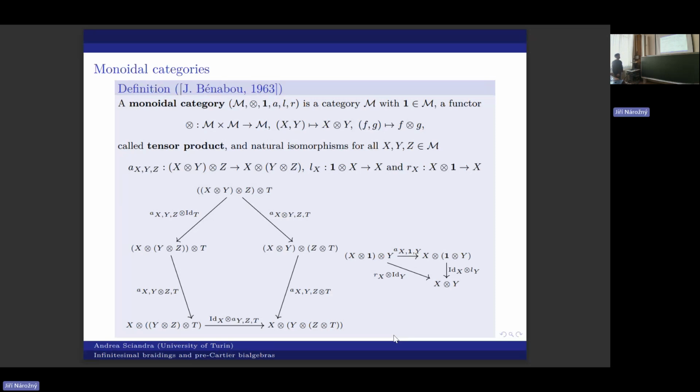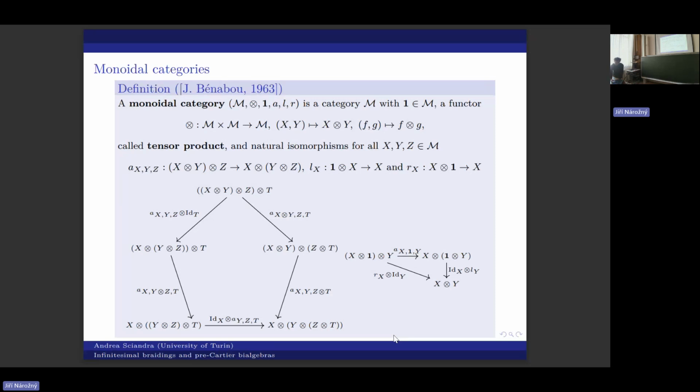And we also have some natural isomorphisms. The first one is A, the associativity constraint, which tells you that the tensor product of X tensor Y and Z is isomorphic to X tensor the product of Y tensor Z. And the other two are the left and right unit constraints, which tell you that X is isomorphic to the unit object tensor X and X tensor the unit object. And this associativity constraint satisfies the so-called pentagon axiom and triangle axiom.